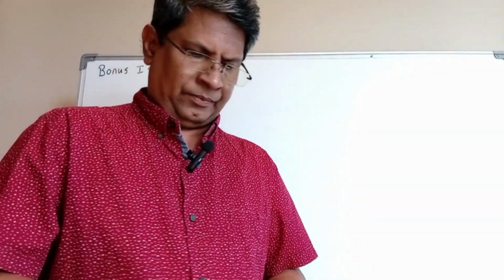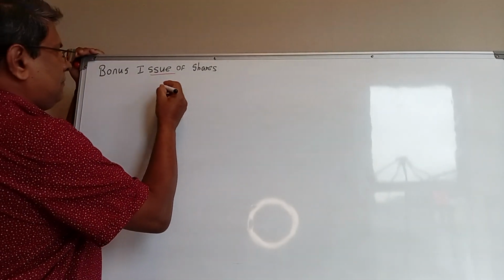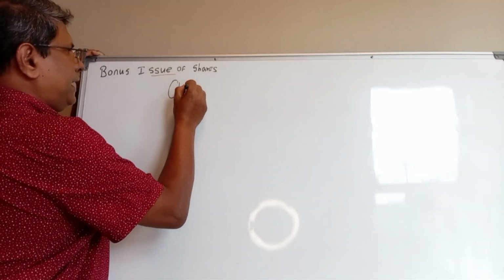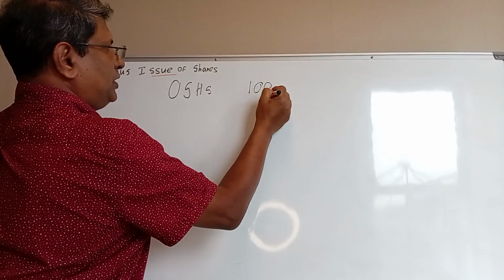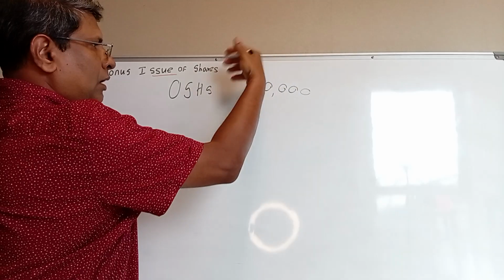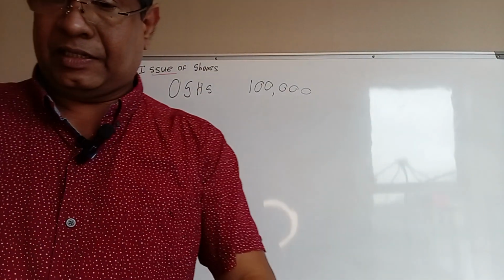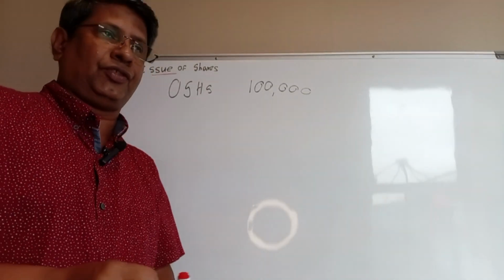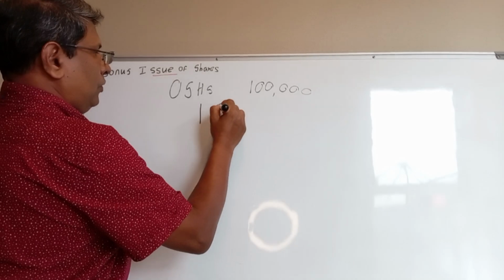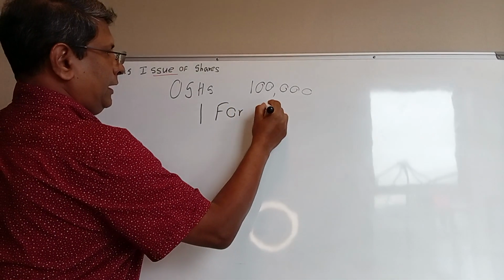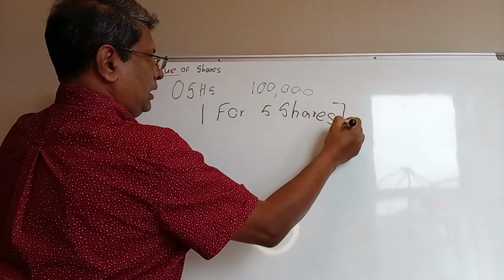How do we do this thing? Let's assume that for our question or for our understanding, the company is already having ordinary shares of 100,000, which means we are having 100,000 existing shareholders. The directors decide to go on with a bonus issue, one share for every 5 shares held. So this is the practice that comes.